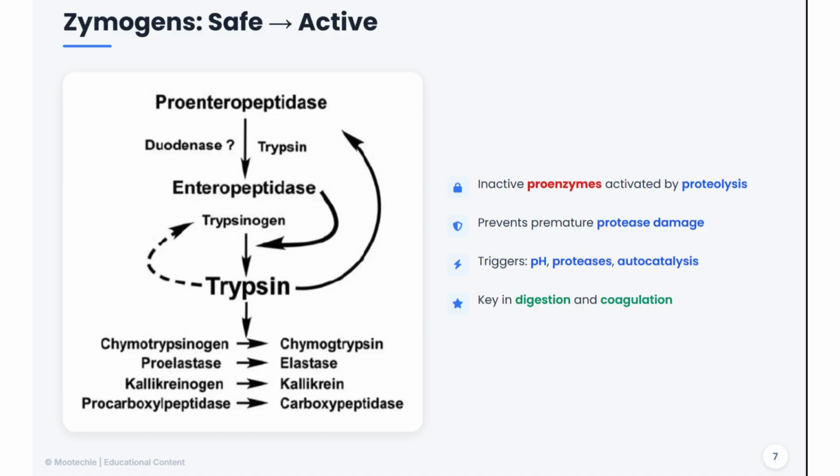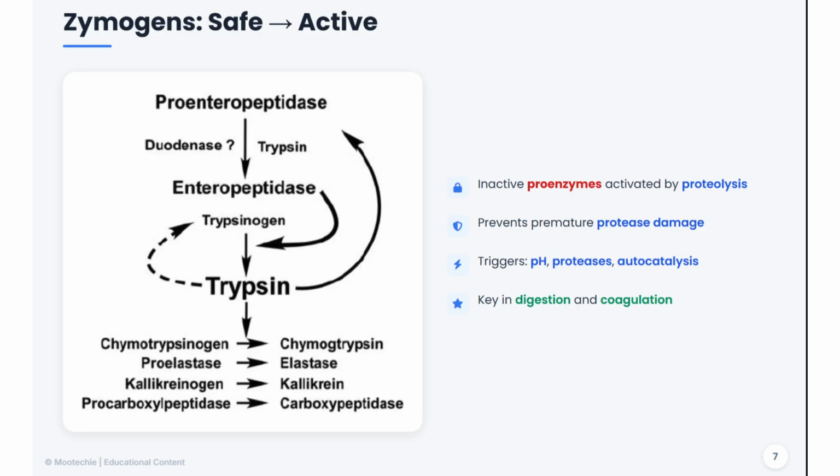This prevents premature protease damage to the cells that produce them. Activation is triggered by factors like pH change, specific proteases, or even autocatalysis. They play a key role in processes like digestion and blood coagulation. The diagram shows a classic activation cascade for digestive enzymes.